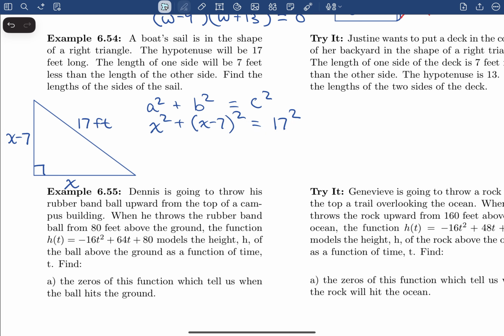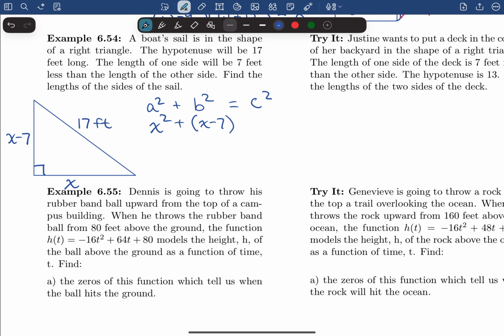The first thing that I would likely do is expand this x minus 7 squared. Remember, the definition of squaring something is multiplying that thing by itself. So it's x minus 7 times x minus 7. To help you, I'm going to actually write that: x minus 7 times x minus 7. That's what x minus 7 squared is.